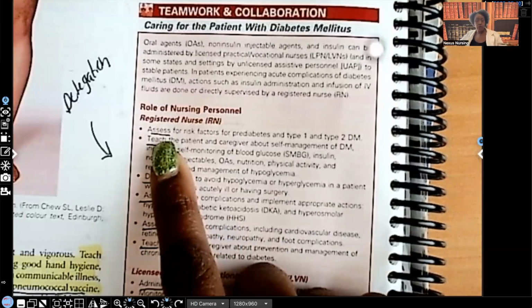Now, the practical nurse, the LPN, of course, if the LPN is caring for that patient, they're going to assess the patient. You're going to assess the patient at the beginning of your shift. You're going to assess the patient before you give a medication. But what I'm saying is the initial is going to be the RN.